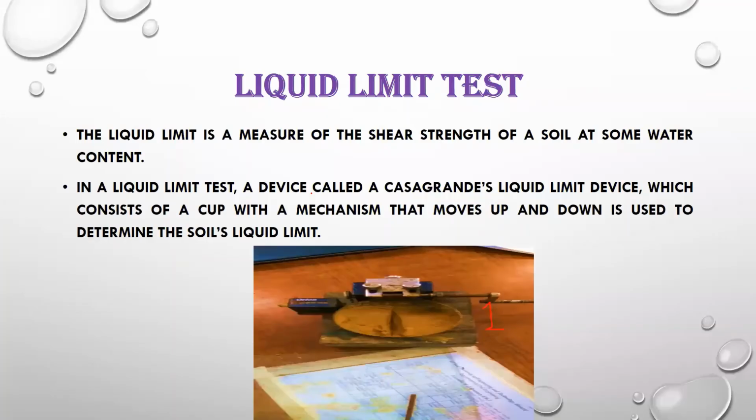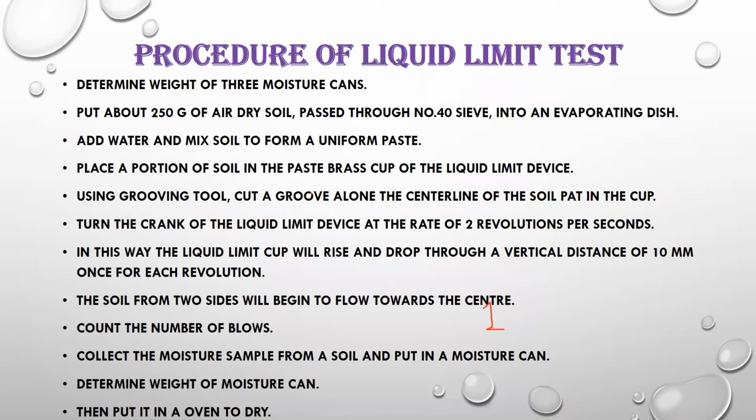Now I am moving toward the liquid limit test. The liquid limit test is a measure of the shear strength of a soil at some water content. In a liquid limit test, a device called Casagrande's liquid limit device, which consists of a cup with a mechanism that moves up and down, is used to determine the soil's liquid limit. So this is the way we can find the liquid limit, and I will share the practical application of this liquid limit test as well. Right now, I'm not going into the detail of the procedure. I'm just trying to discuss it.